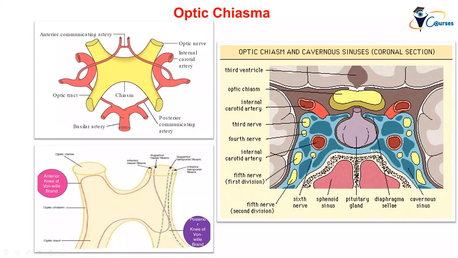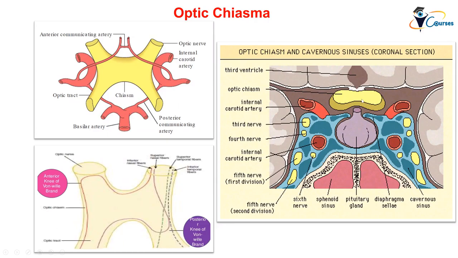In contrast, if there is a lesion in the pituitary gland, like a pituitary tumor or pituitary adenoma, it will involve the lower part of the chiasma, leading to involvement of the inferior fibers. So it will result in superior scotoma, as we will see later on. So this representation is very important to know.